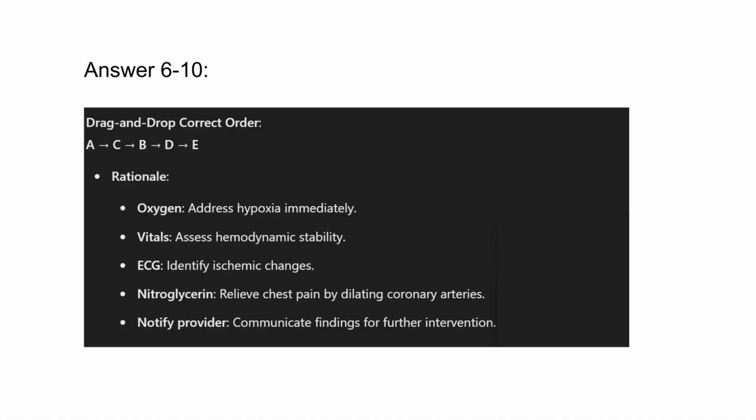Drag and drop. Correct order: A, C, B, D, E. Rationale. Oxygen: Address hypoxia immediately. Vitals: Assess hemodynamic stability. ECG: Identify ischemic changes. Nitroglycerin: Relieve chest pain by dilating coronary arteries. Notify provider: Communicate findings for further intervention.